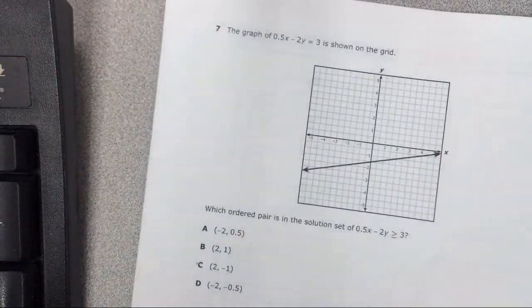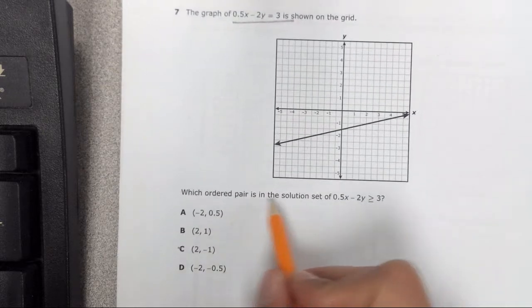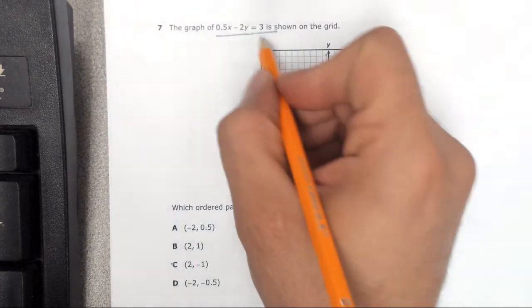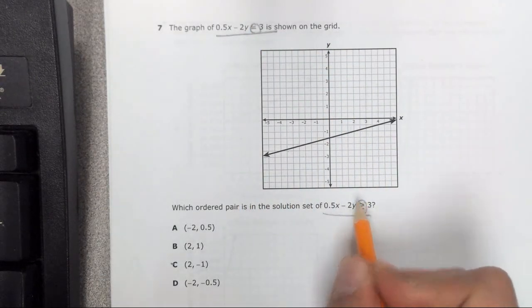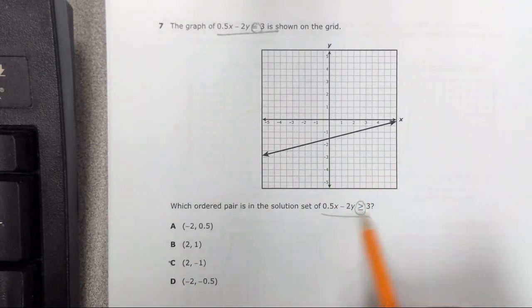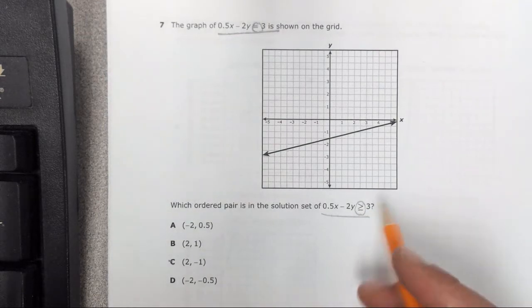Next question, question number 7. It says graph, this is graph right here, but then say which one is the solution set of this one. Now if you look at them carefully, you'll see this one says equal to, you see this one says greater than or equal to. So I can't use this line, because this line right here is not solved for y yet. And as we solve for y, this can flip. So that makes a big difference about where our answer is going to be at.